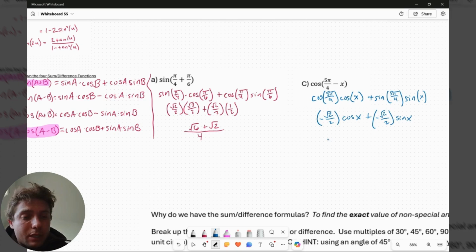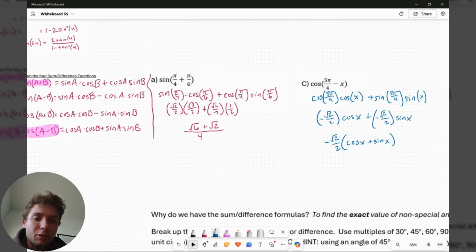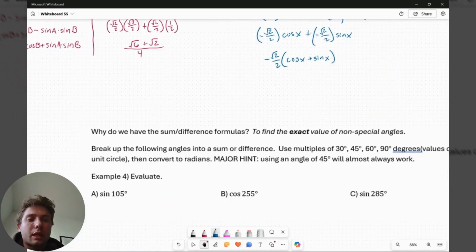But because we have the same part in both of these, we generally like to factor that stuff out to make it look a little bit nicer. Negative root 2 over 2 times cosine x plus sine x.